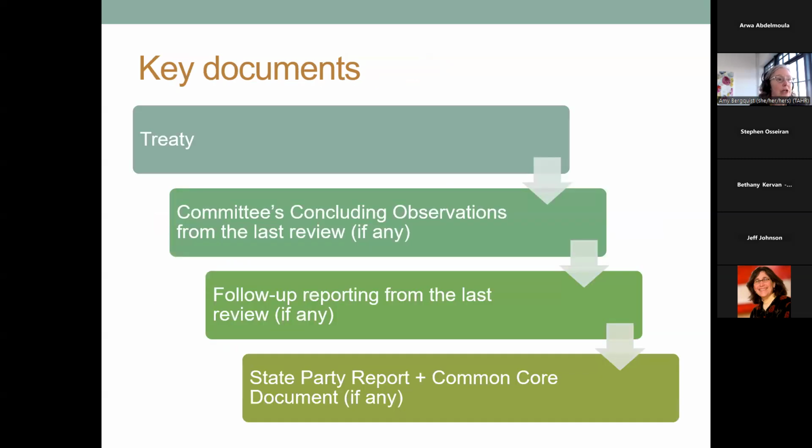The key documents you'll look at at this stage for these list of issues reports: you'll look at the treaty, of course, as we've done that quick overview. You'll look at the committee's concluding observations from the previous review, if there are any. There might not have been a previous review. This might be the first time around. Then you'll look at the follow-up reporting from the last review, if there was any that's relevant to our issues. And then if there's a state party report and a Common Core document, you'll look at those as well. But it's pretty early on. There's typically not a lot already in the pipeline for these list of issues reports.